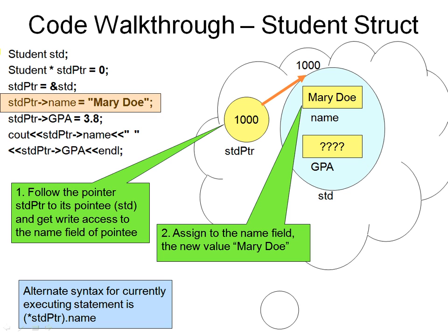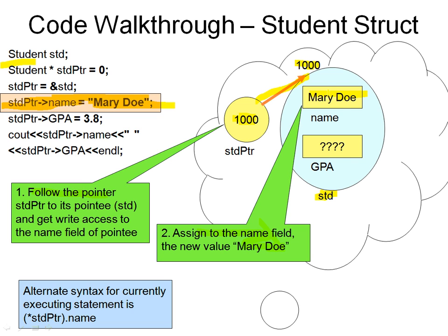Next line, stdptr arrow name equal to Mary-Do. The meaning of that is: follow the pointer stdptr to its pointee, which is std, and get write access to the name field of the pointee. Store address is 1000, follow the pointer to the pointee at address 1000, which is std. Grab the name field, which didn't have anything earlier. In that, store Mary-Do. Assign the name field a new value called Mary-Do. That's the meaning of this statement here.